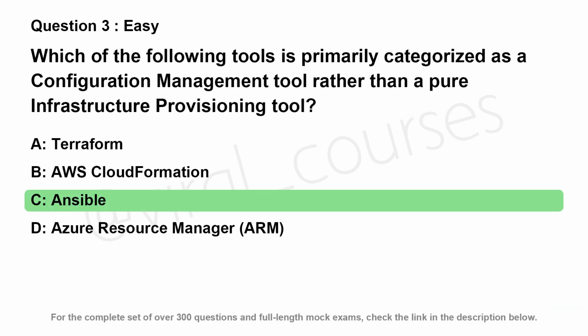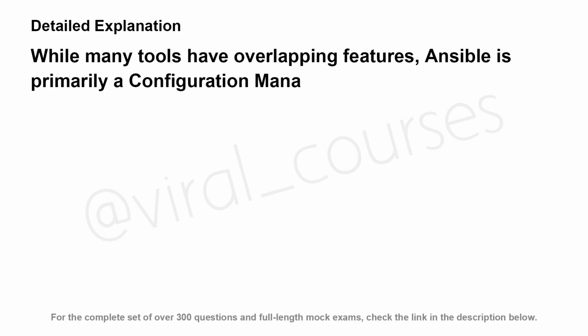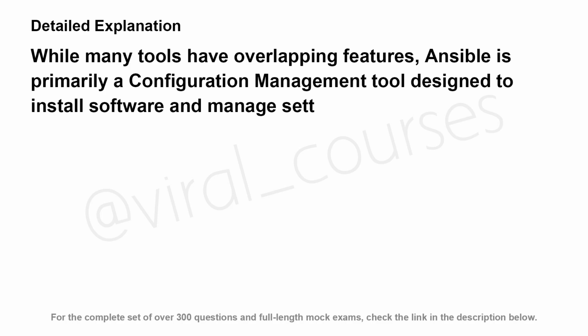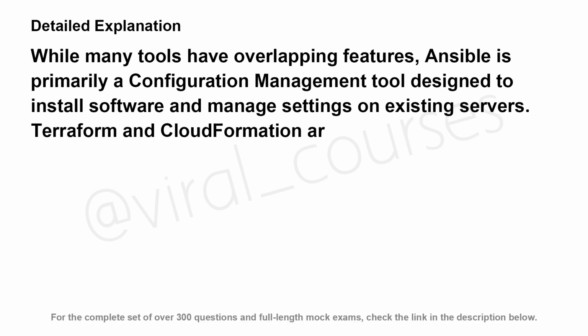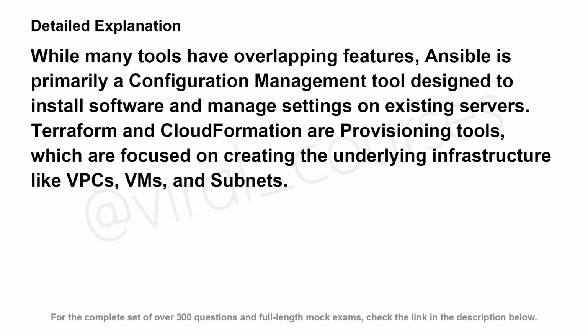The correct answer is C. While many tools have overlapping features, Ansible is primarily a configuration management tool designed to install software and manage settings on existing servers. Terraform and CloudFormation are provisioning tools, which are focused on creating the underlying infrastructure like VPCs, VMs, and subnets.